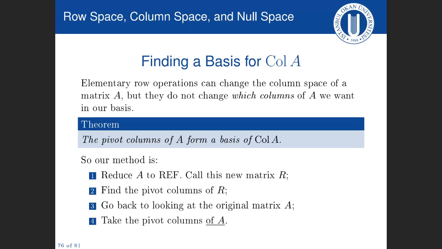So our method is this. Step 1, we're going to reduce our matrix A to REF, and we're going to call this new matrix capital R. We're going to find the pivot columns of capital R, and then we're going to go back to the original matrix A, and we're going to take the same columns of A, the pivot columns of A. If we take the pivot columns of R, we might get the wrong answer. We don't want that. We want the pivot columns of A.